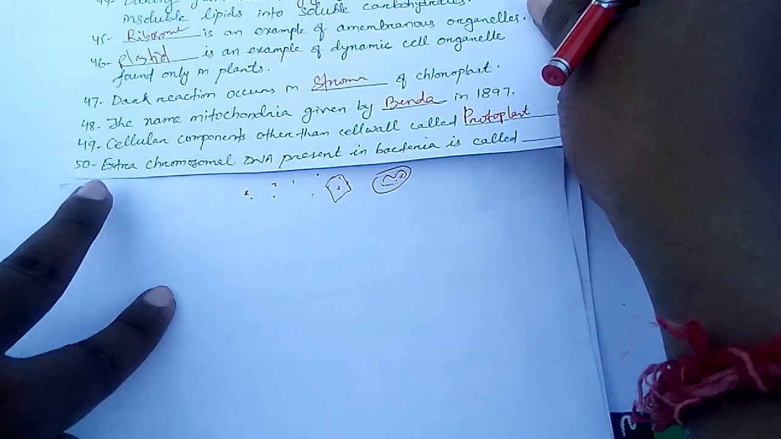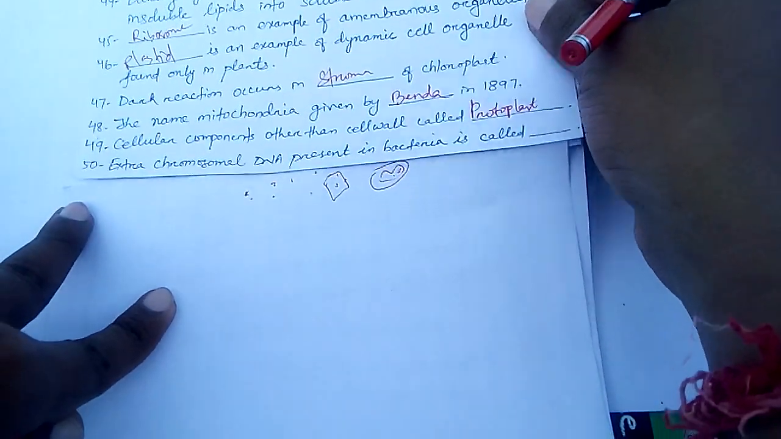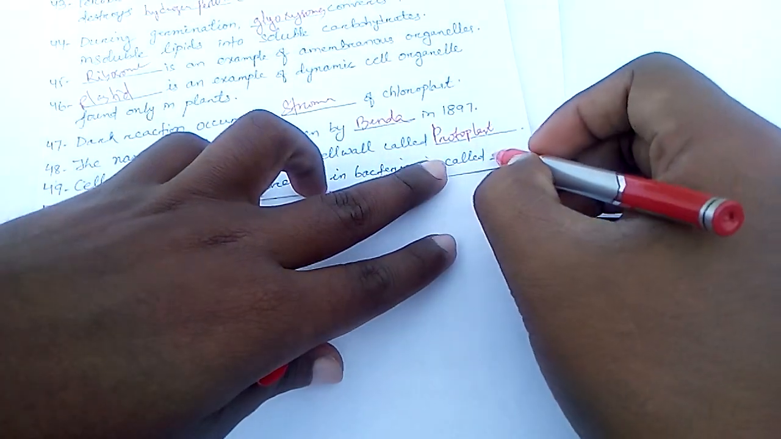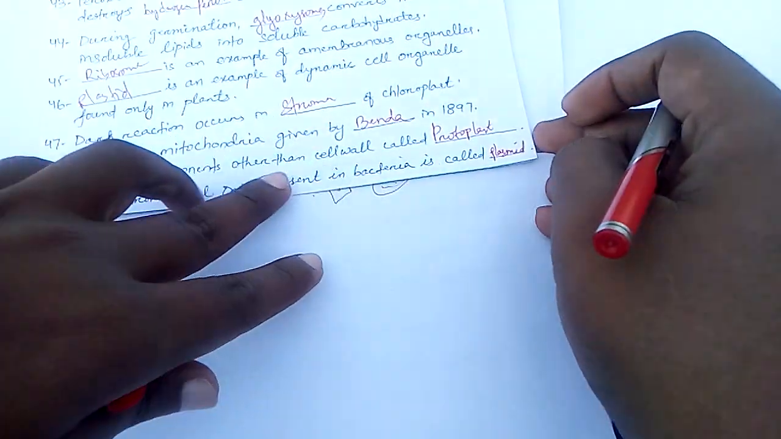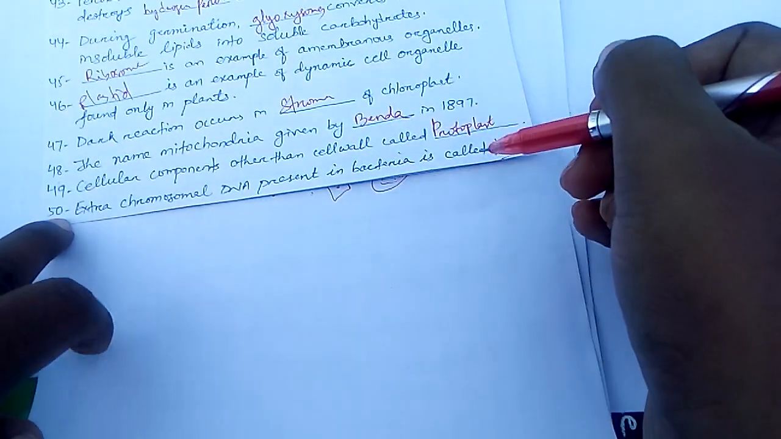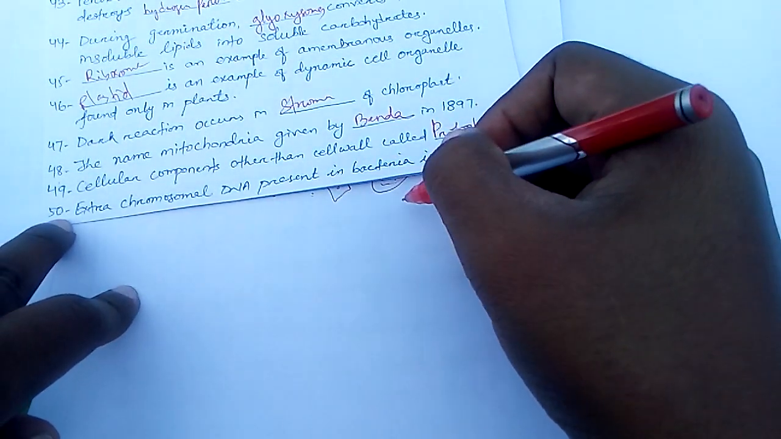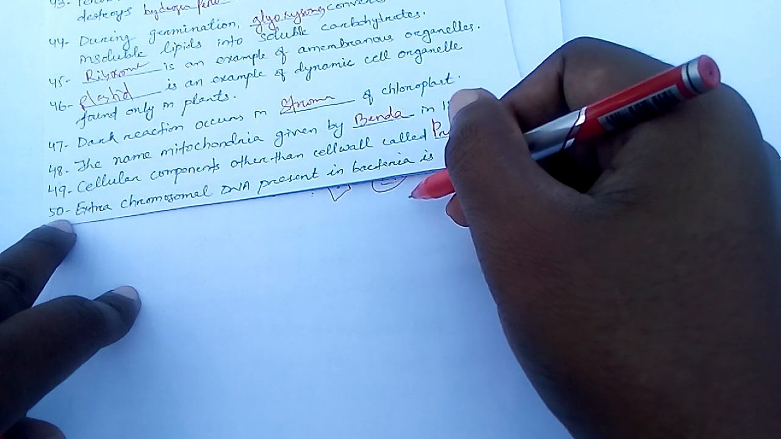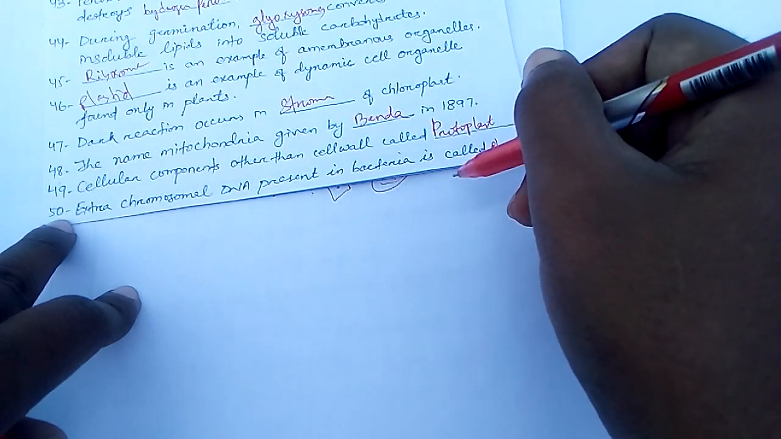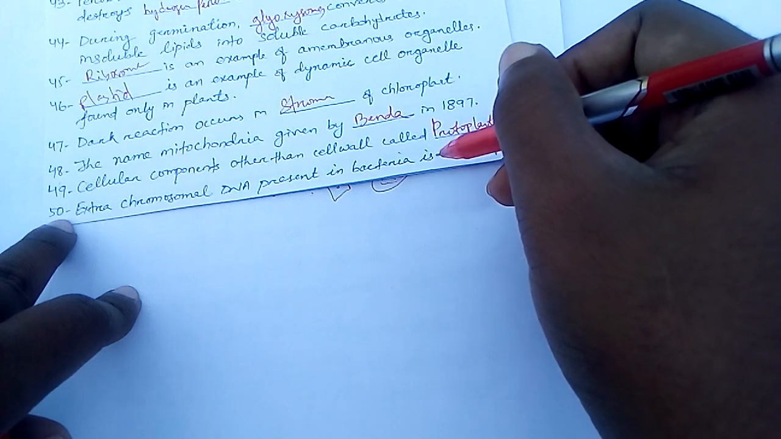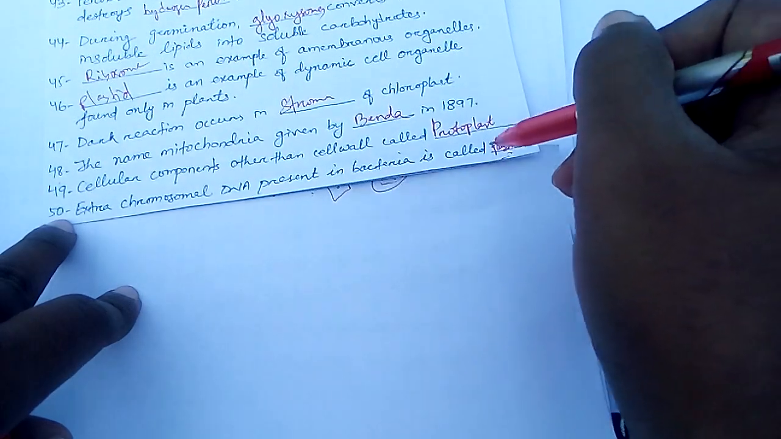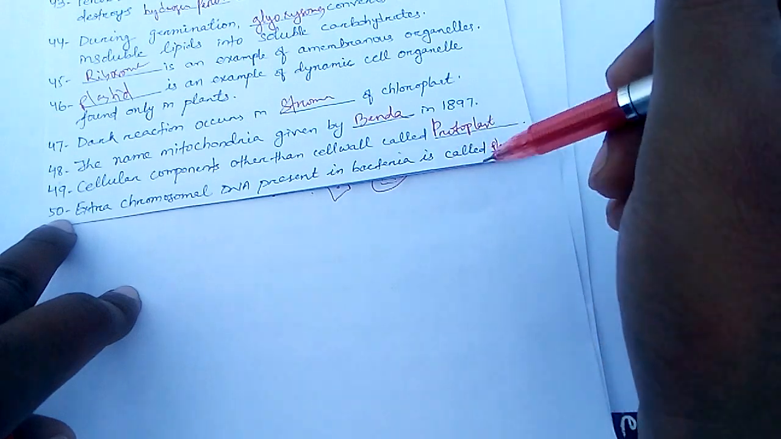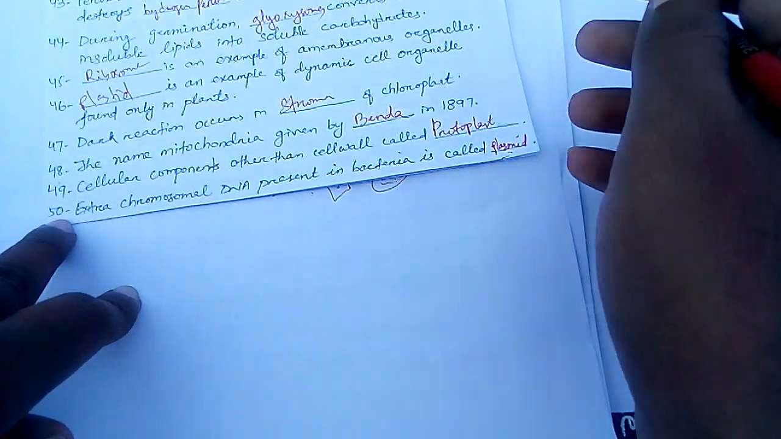Next, our last question. Extra chromosomal DNA present in bacteria is called dash. As we know, extra chromosomal DNA present in bacteria is called plasmid, not plastid. The chromosomal DNA in bacteria is present in an area called nucleoid. That is also an important term, nucleoid. The DNA present other than the chromosomal DNA is known as plasmid. There are generally 4 types of plasmid: F plasmid, R plasmid, COL plasmid, etc.